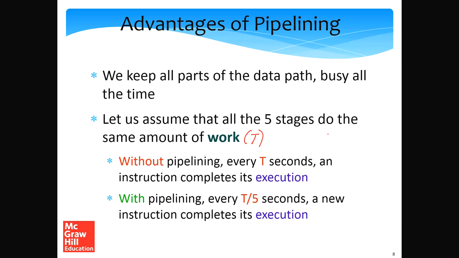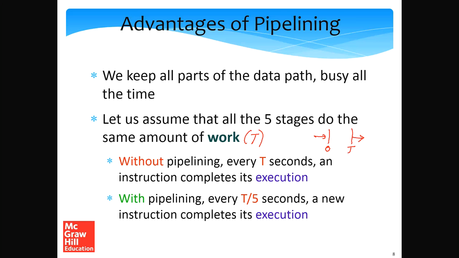Which means that if an instruction enters the processor here at t equal to 0, after capital T seconds, the instruction will get out. Getting out means it will have finished its execution. So if it's a memory instruction, it will finish the memory access, and if a register needs to be written to, it will write to the register. So it will essentially complete the work of all the 5 stages.